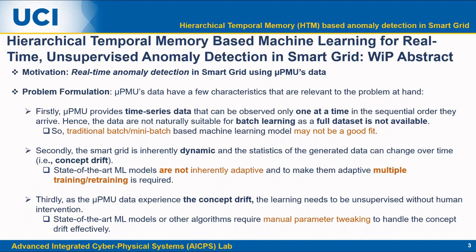The third property of micro-PMU data is that, as they have inherent concept drift inside of them, the learning from this micro-PMU data needs to be unsupervised, without human intervention. The set of ML models require manual parameter tweaking to handle this concept drift effectively. So the traditional machine learning models may not be effective for anomaly detection in the micro-PMU data in the smart grid.